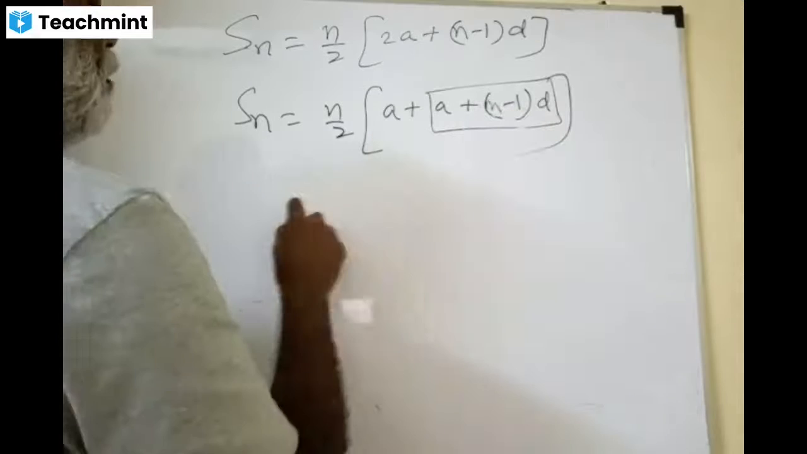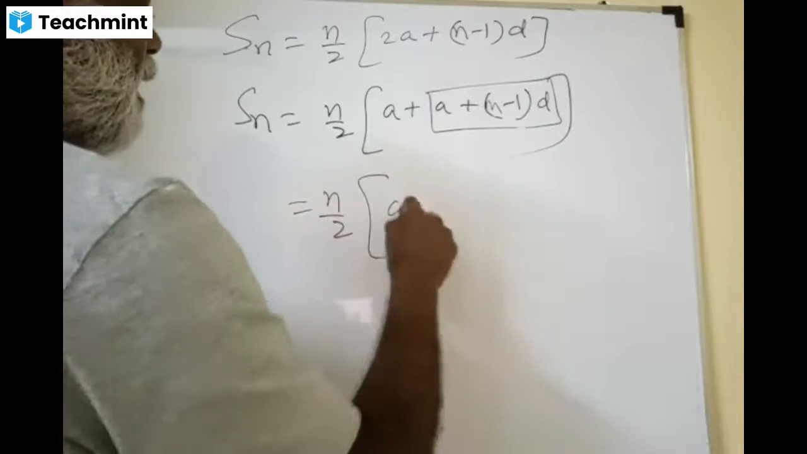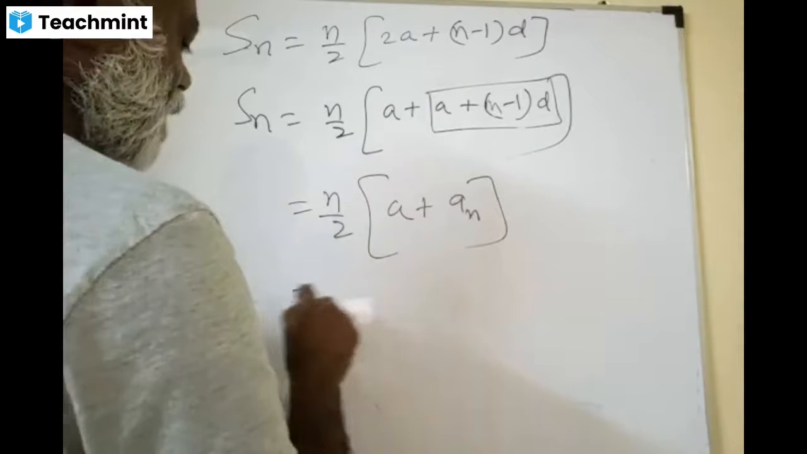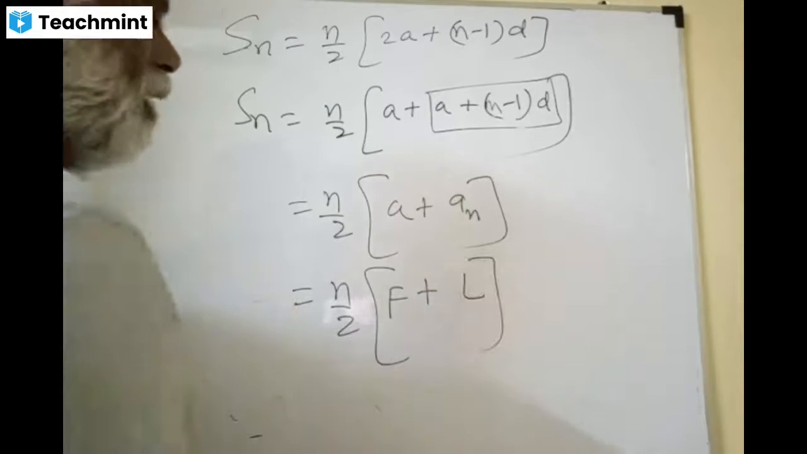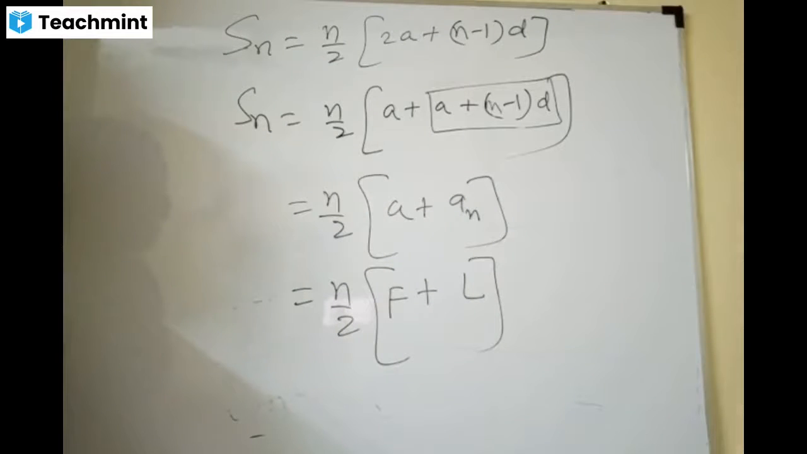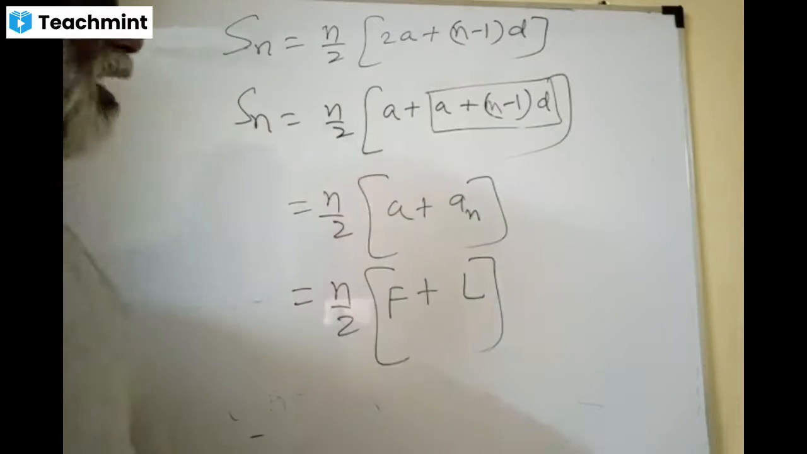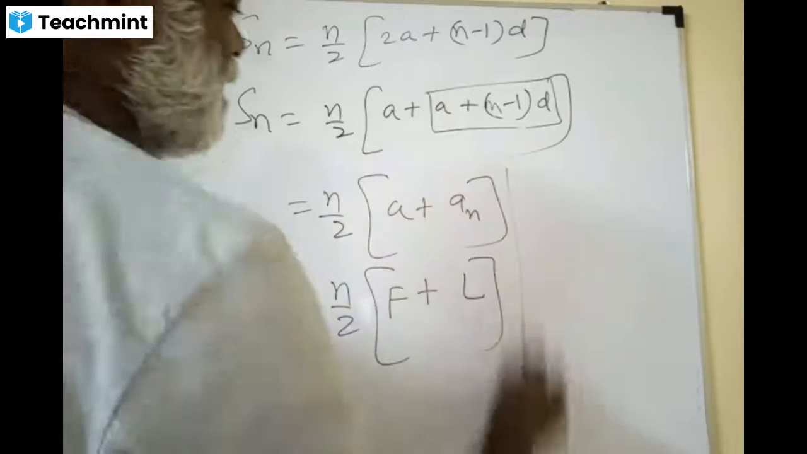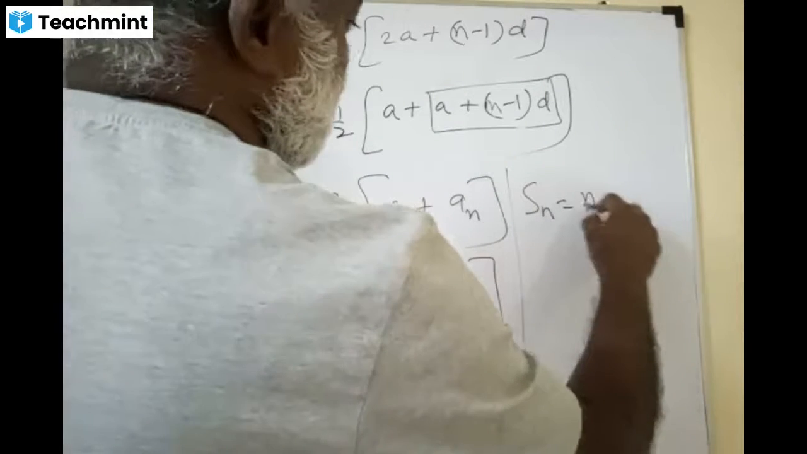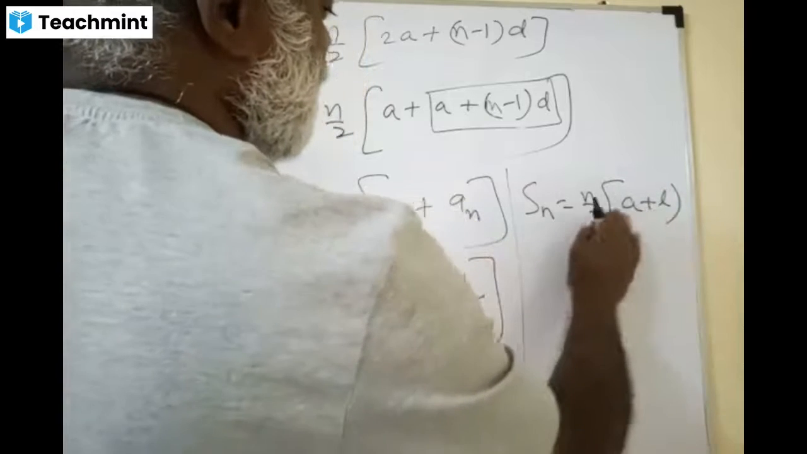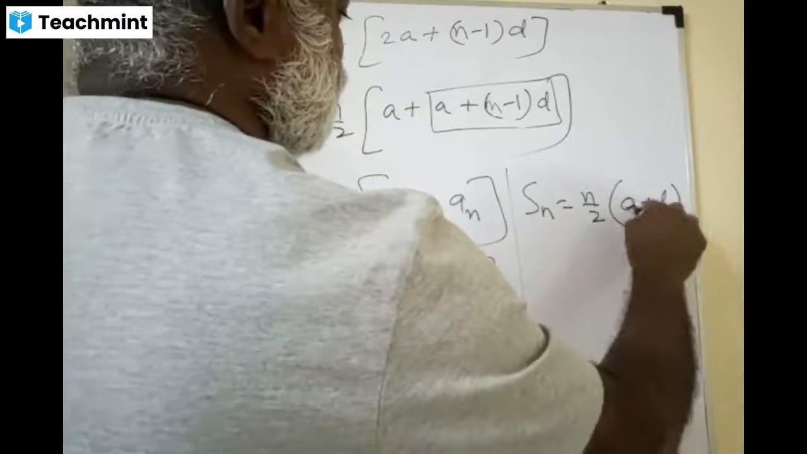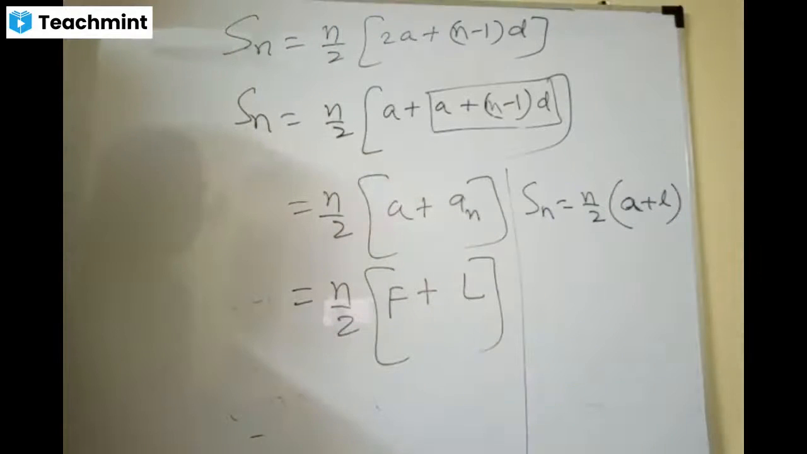Nth term. Yes, an, right? A plus an, or n by 2. This is called first term and this is called last term. Yes or no? F stands for first term, l stands for last term. Therefore, your Sn has become so simple now: n by 2 into a plus l. Correct? A is the first term, l is the last term, my dears. Is it okay? Clear? Yes, sir. Okay. Done, dears.